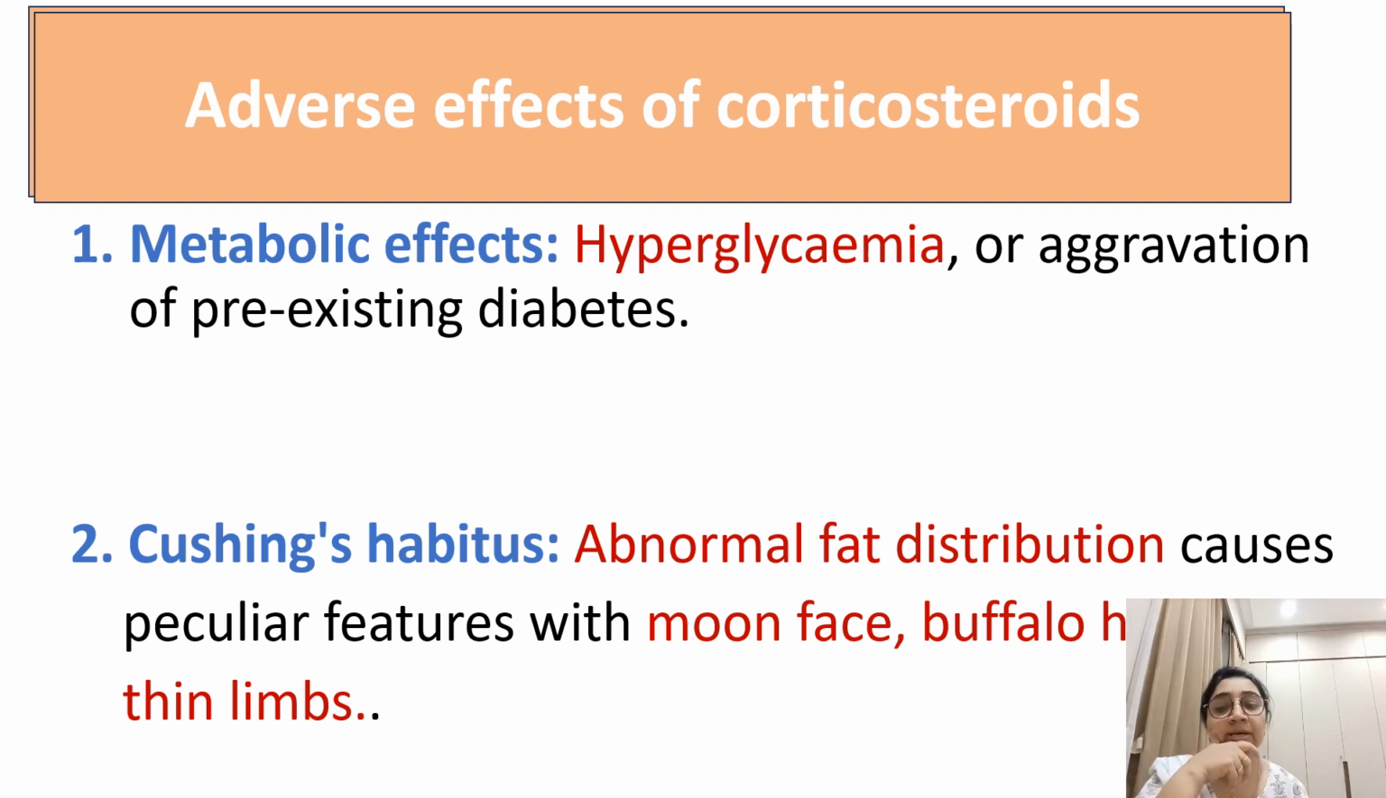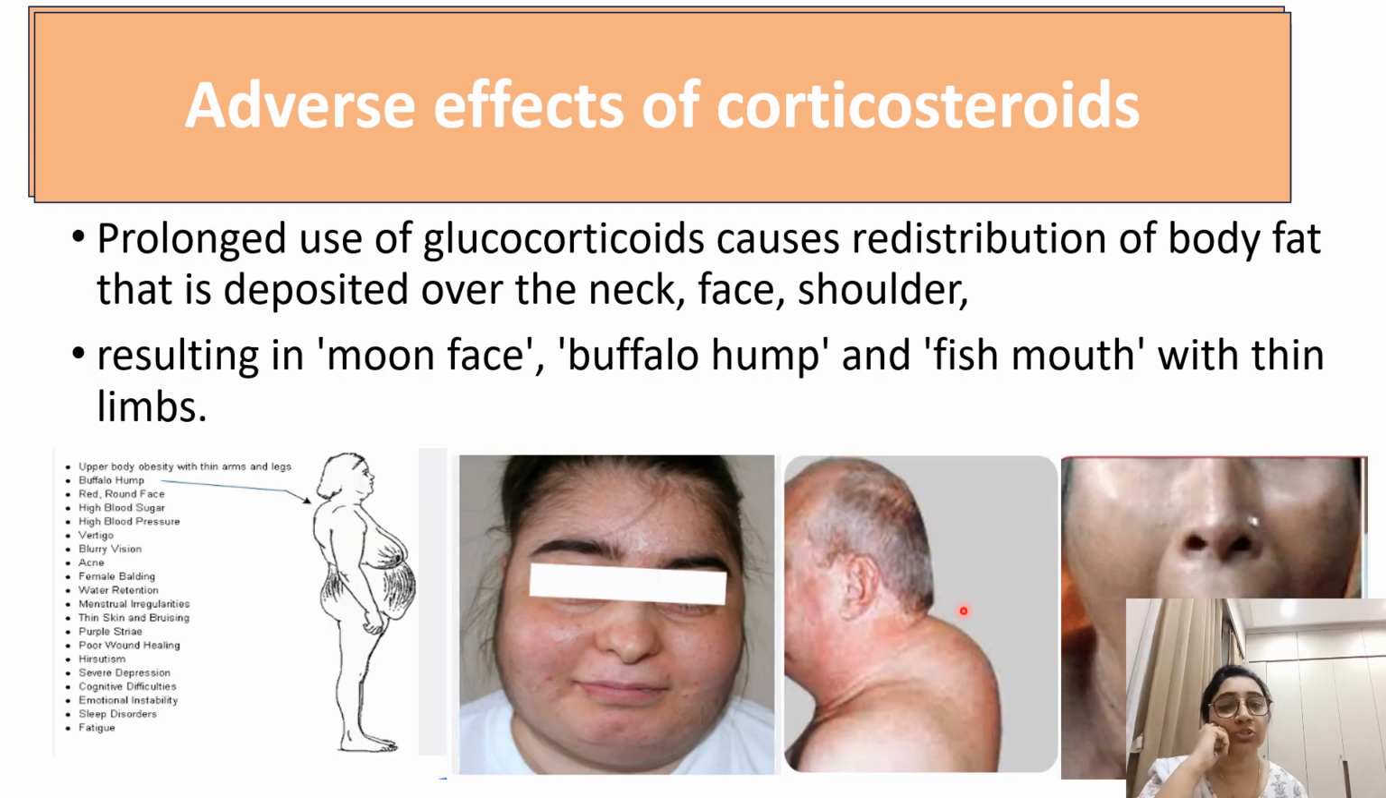Next is the Cushing habitus. It is the abnormal fat distribution that causes peculiar features like moon face, buffalo hump and thinning of the limb. Prolonged use of the corticosteroid causes redistribution of the body fat, deposited over the neck, face and shoulder. Ultimately, the face becomes round like the moon, so it is called moon face. Fat deposition over the back of the neck is the buffalo hump, and fat deposition over the cheek gives the moon face, along with thinning of the limb.